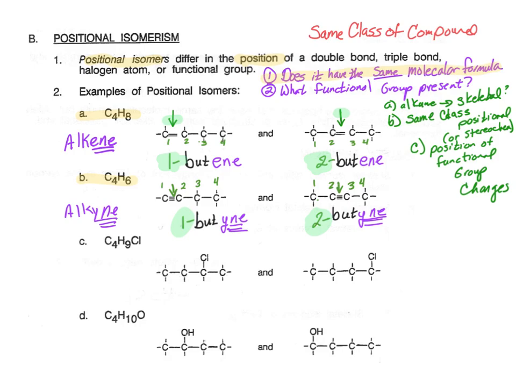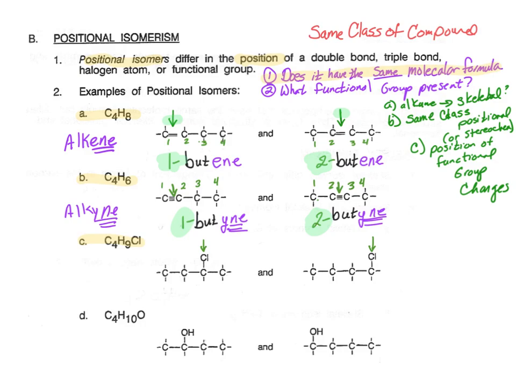Alrighty, let's try letter C. We have C4H9Cl, two different versions of it. And for this one, we see that our functional group is this chlorine here. We know that these have a possibility of being isomers because they have the same formula. We see that they are the same class of compound, and I'm going to ask you what that class of compound is.